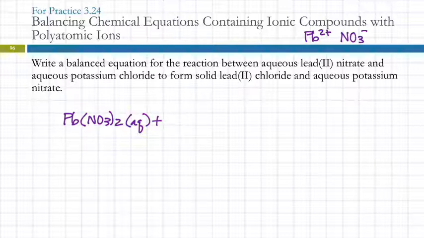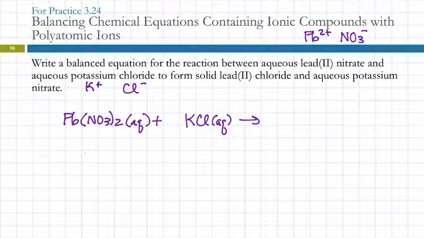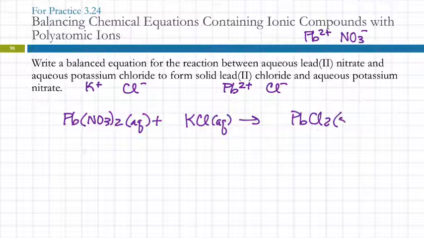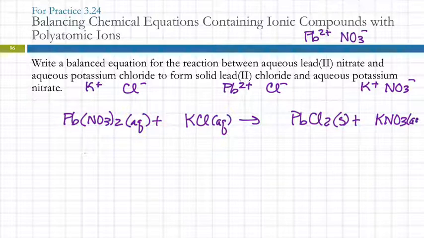Aqueous potassium chloride. Potassium is a +1 ion. Chloride is a -1 ion. So I've got KCl, aqueous. Arrow. Solid lead-2 chloride, so that's Pb2+ and Cl-. And I'm told that's a solid. And aqueous potassium nitrate. Potassium and nitrate. Just barely got it in.